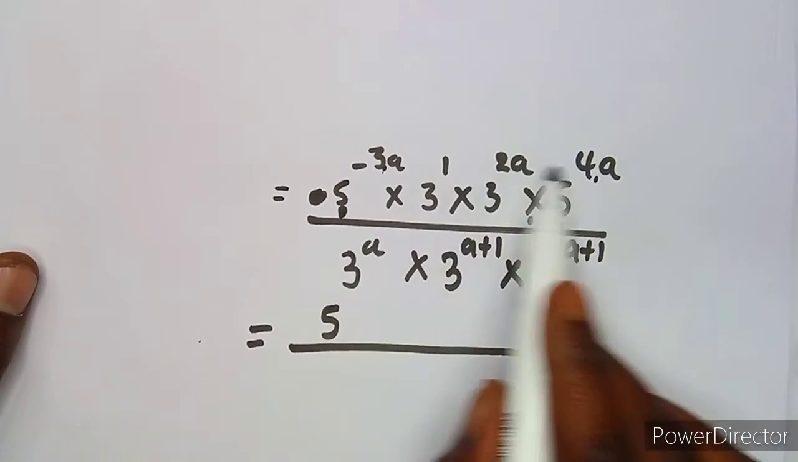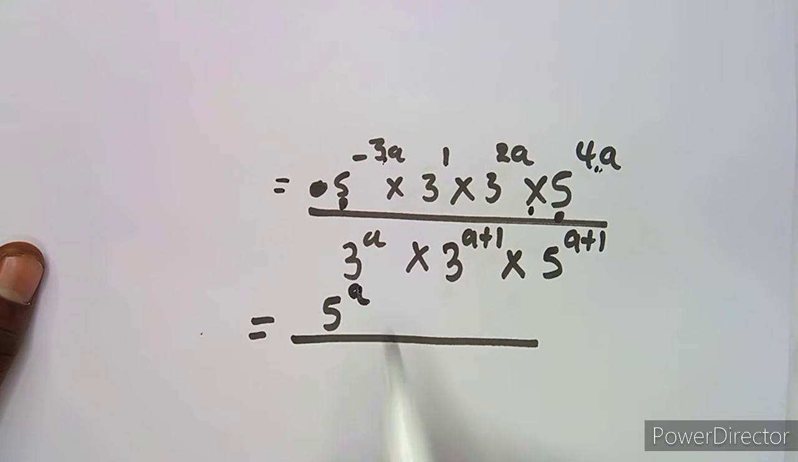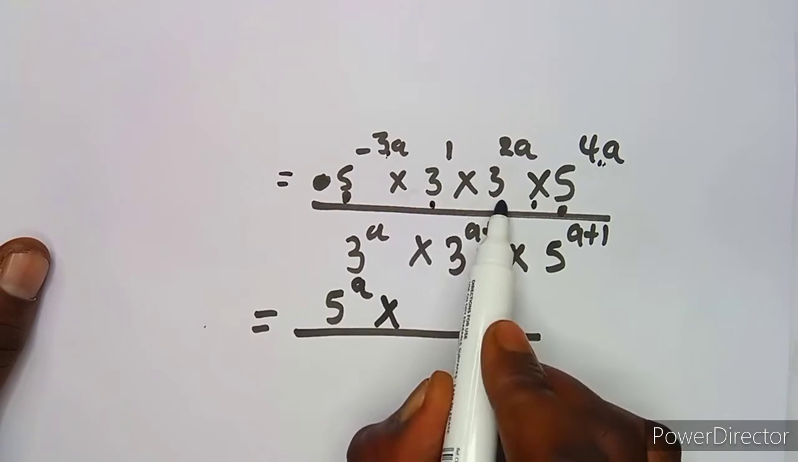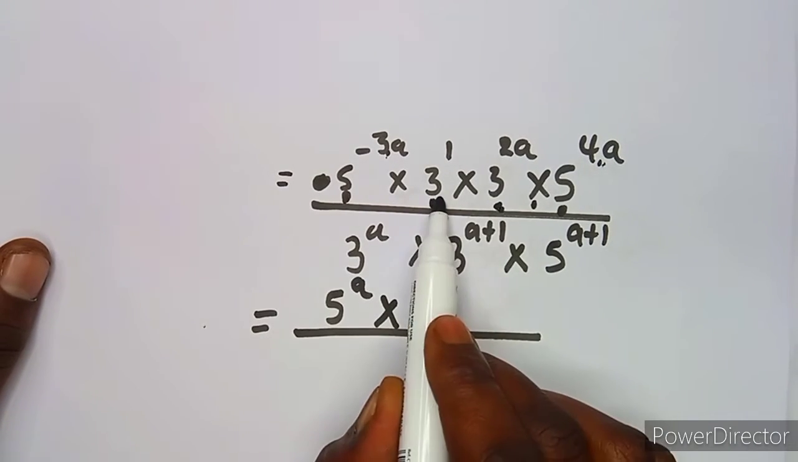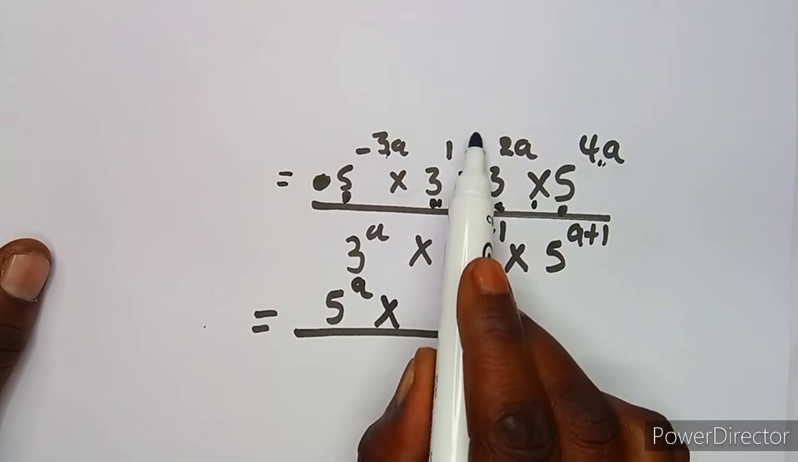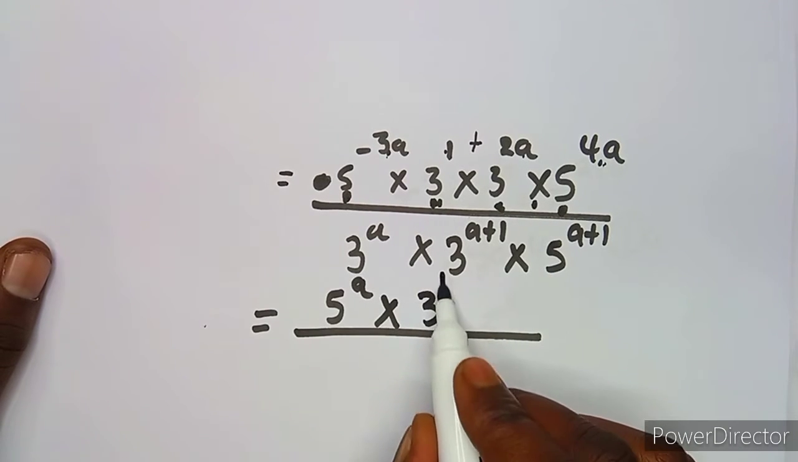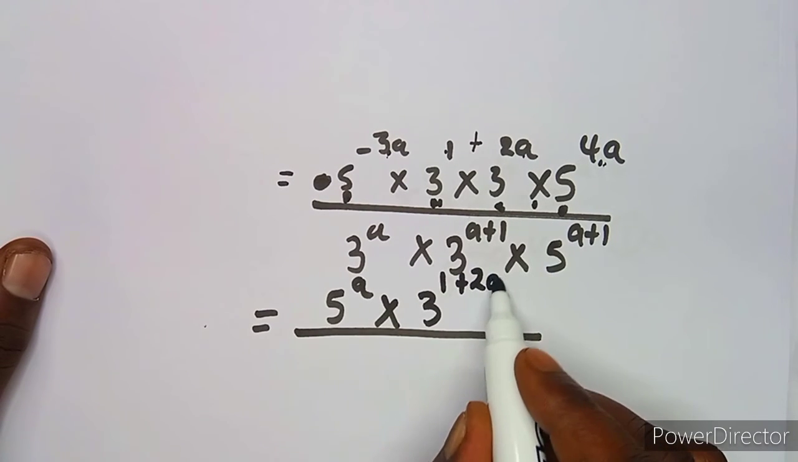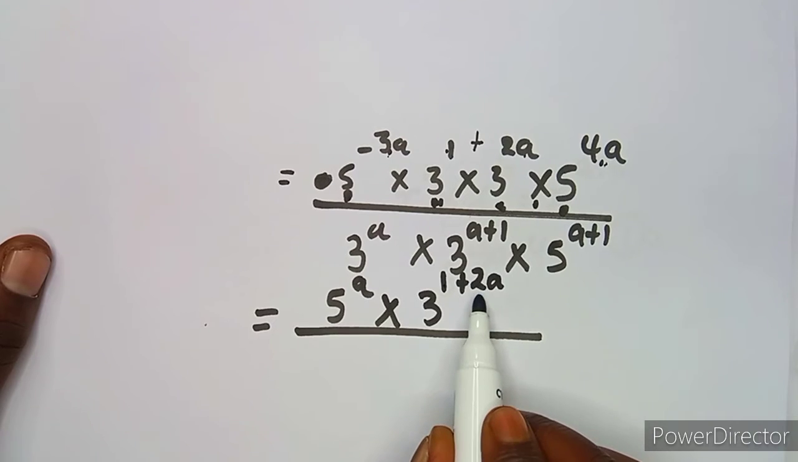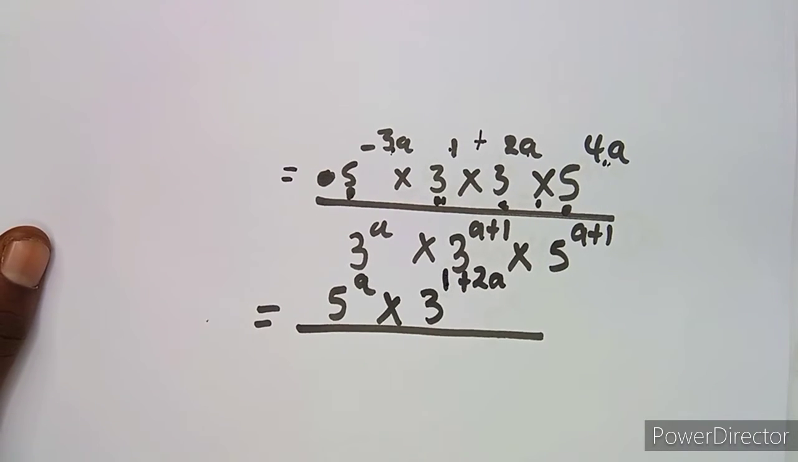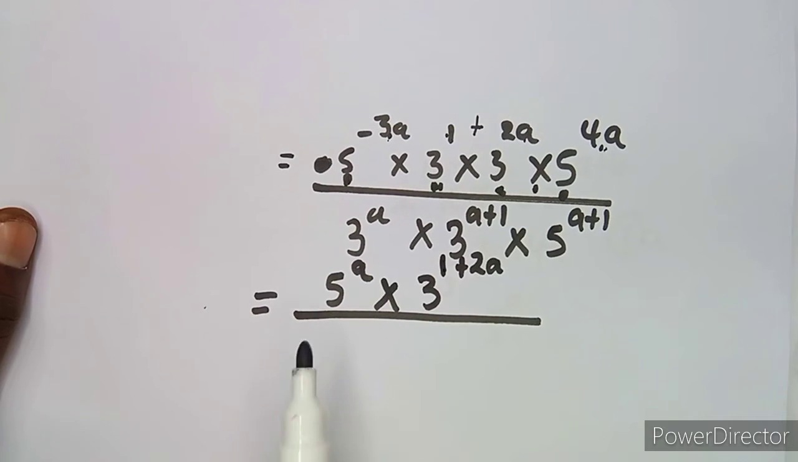So it's 5 to the exponent of a. From this one, you add these two, you're going to obtain 5 to the exponent of a. All right, times, we have got 3 and 3. Okay, these bases are the same. You add the exponents, so you're simply adding 1 plus 2a, which is 3 to the exponent of 1 plus 2a. You can't add 1 and 2a. That's an algebraic and a whole number. These cannot be combined. All right, we move on.